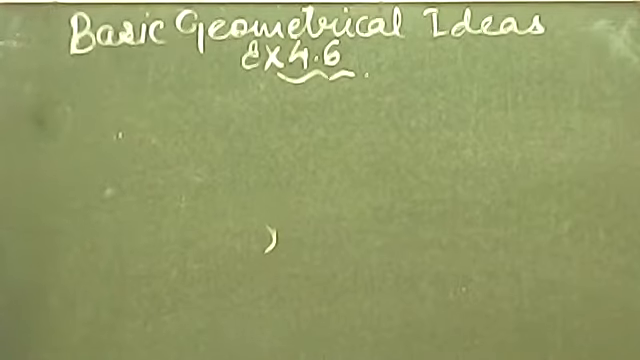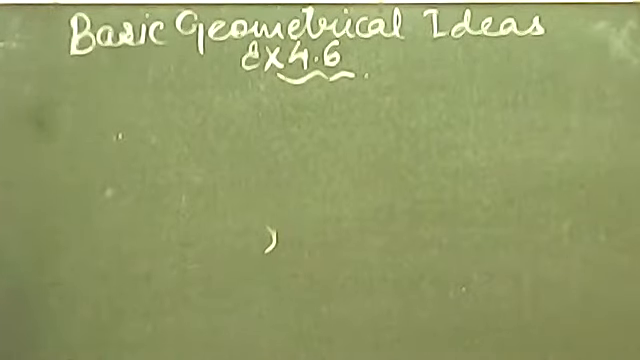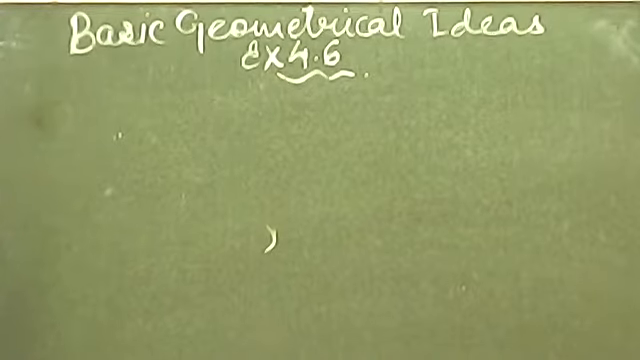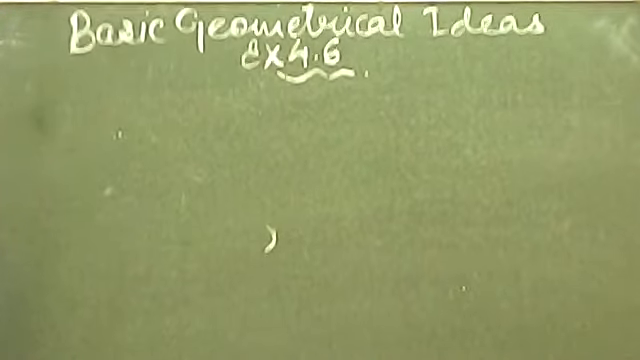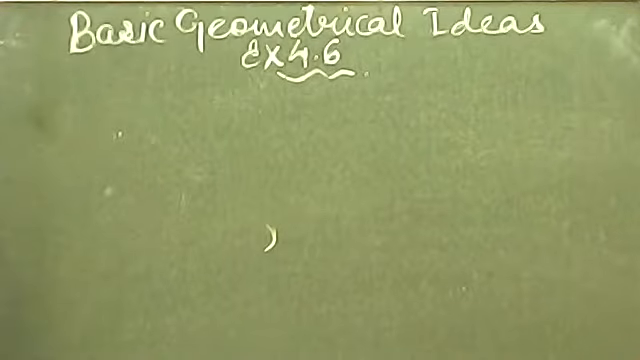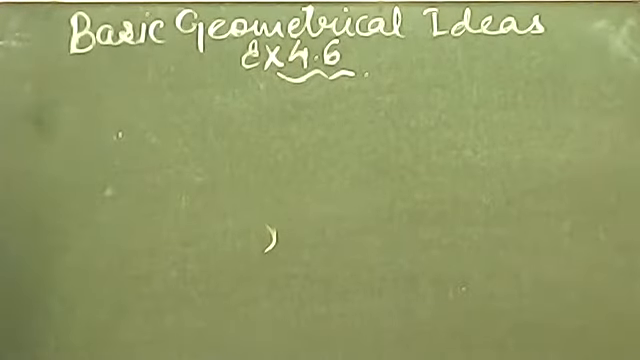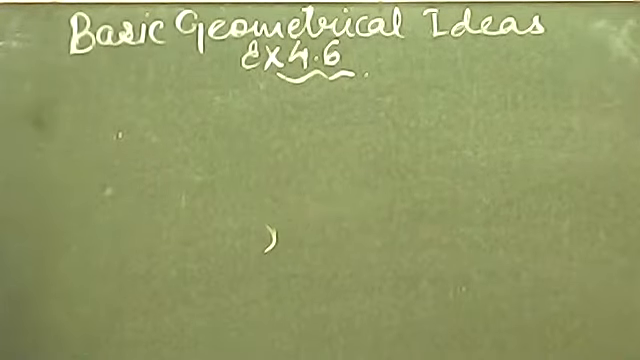Today we are here to start the chapter Basic Geometrical Ideas, where we are doing exercise 4.6. Remember students, exercise 4.6 is related to the concept of the circle, and you are very familiar with the figure of a circle.